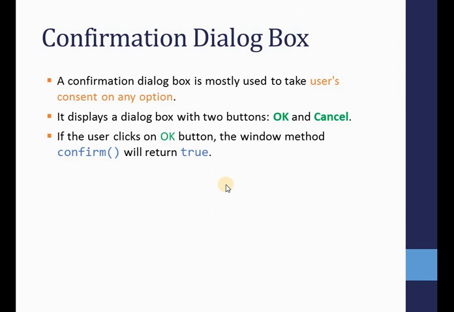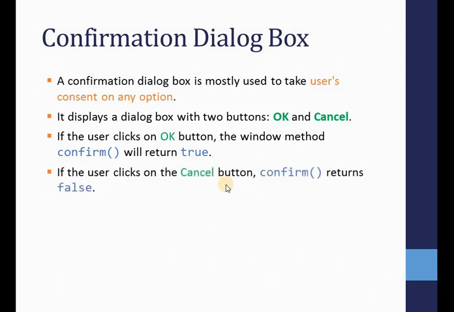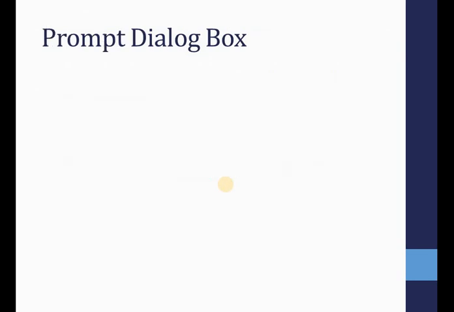If the user clicks on the OK button, the window method confirm will return true. That means whenever you click the OK button, it is treated as a boolean value, true. And if you click the cancel button, then confirm returns false.